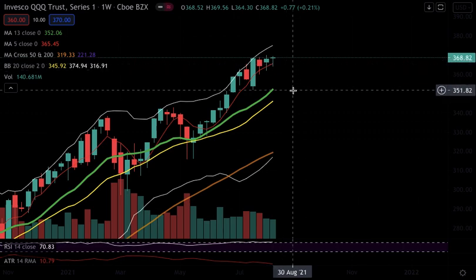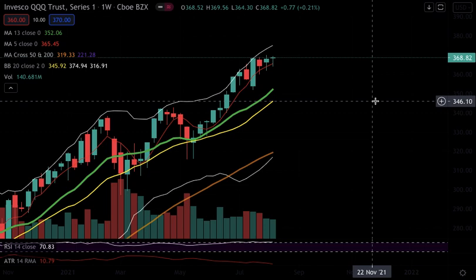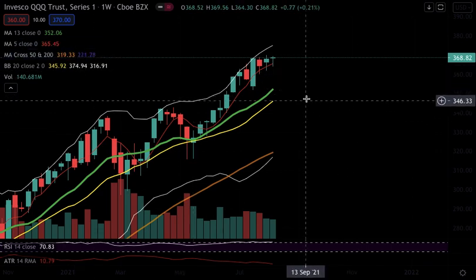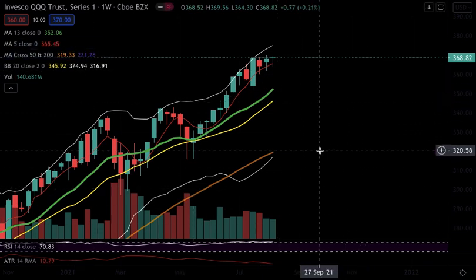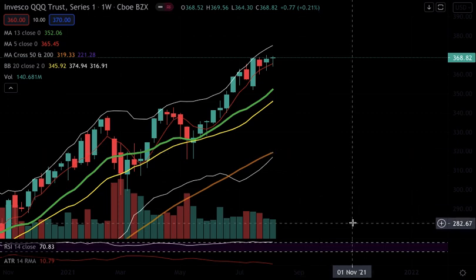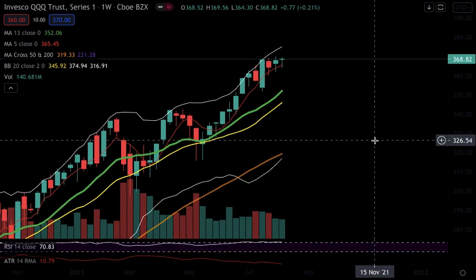365.45. Next support level, 352.6 cents. And then the 20-day moving average is the most critical, is 345.92. Okay, watch this area. All right, you guys see it. Okay, and of course we got the 50-day moving average all the way down there at 319.33. Okay, those are the levels we want to watch.